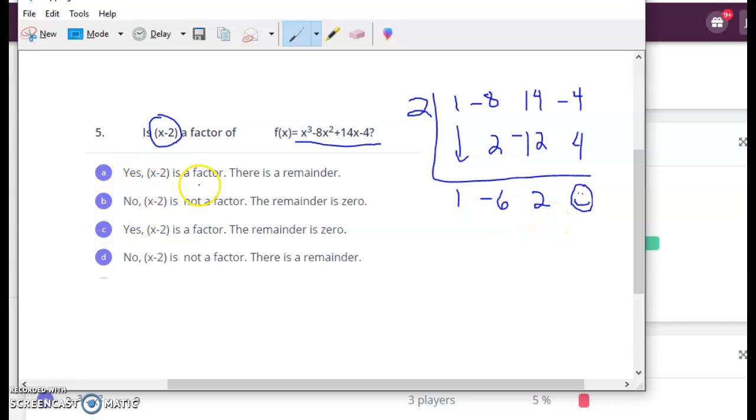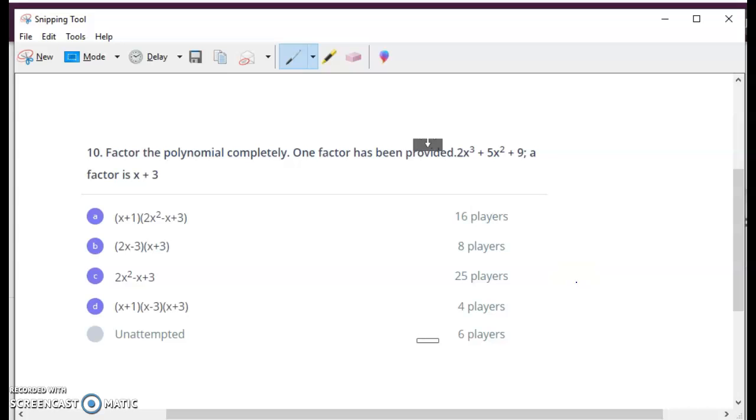So we would say, yes, it is a factor. The remainder is 0. So this was the correct answer to that one. Again, many of you said it's a factor, but then you said there was a remainder. If there is a remainder when you divide, that means it did not divide evenly, so it's not a factor. All right, the last one that was commonly incorrect was factor the polynomial completely.